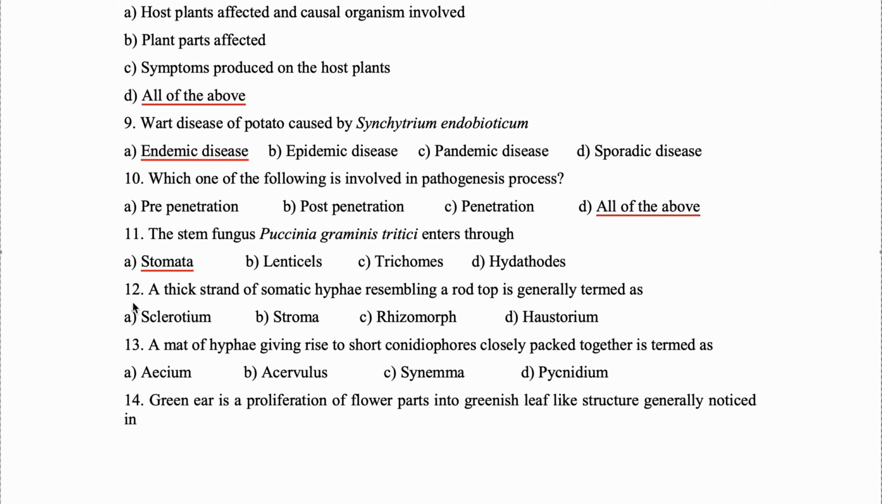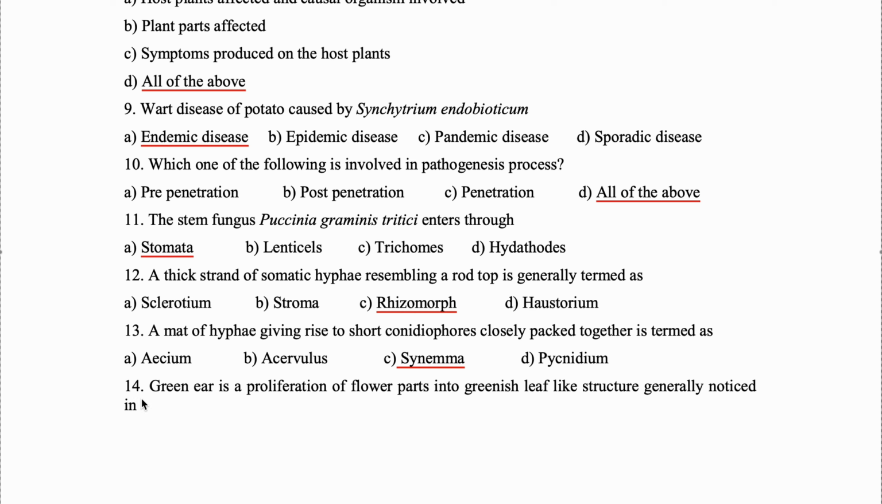Question 12. A thick strand of somatic hyphae resembling a rope is generally termed as rhizomorph. 13. A mat of hyphae giving rise to short conidiophores closely packed together is termed as synnema. All these are examples of fruiting bodies.